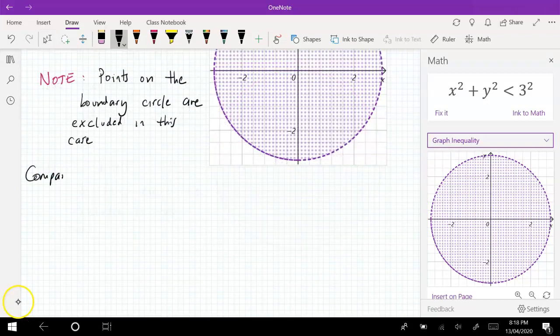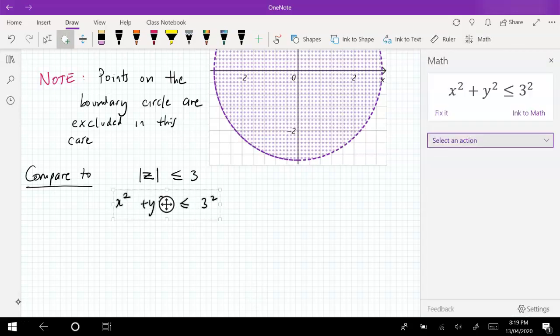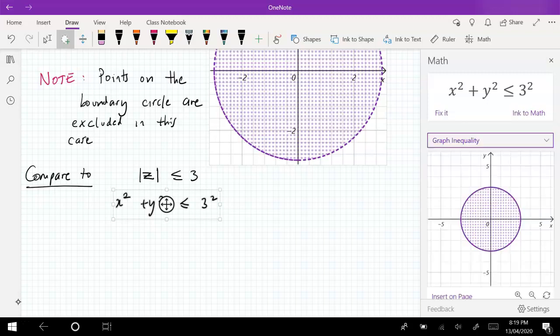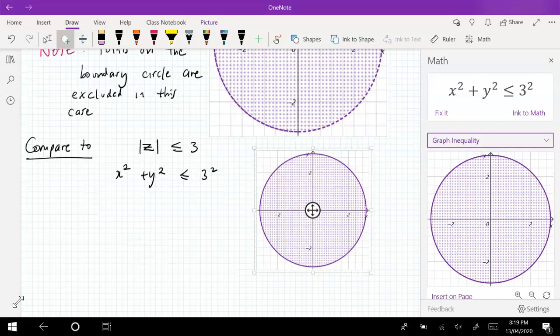The next case to look at or compare to is modulus of z is less than or equal to 3. In this case the inequality becomes x squared plus y squared is less than or equal to 3 squared. And when we graph that, we see again we've got a circle that's shaded in, but this time the boundary is included and is shown as a solid line.